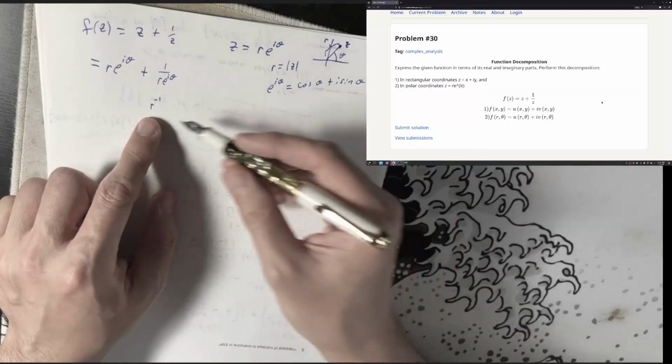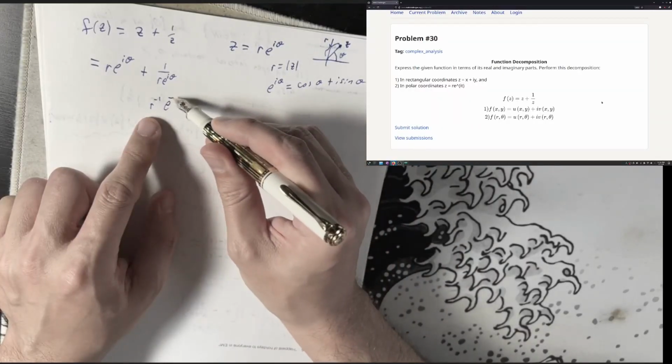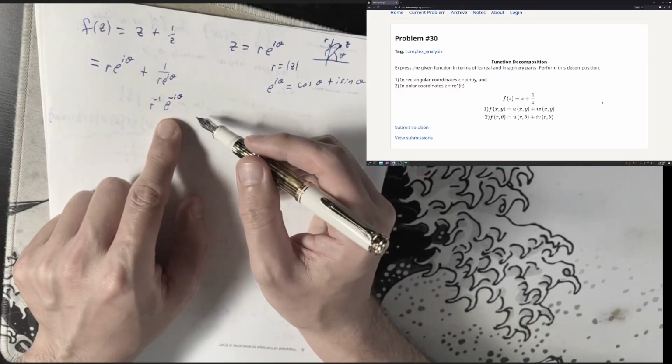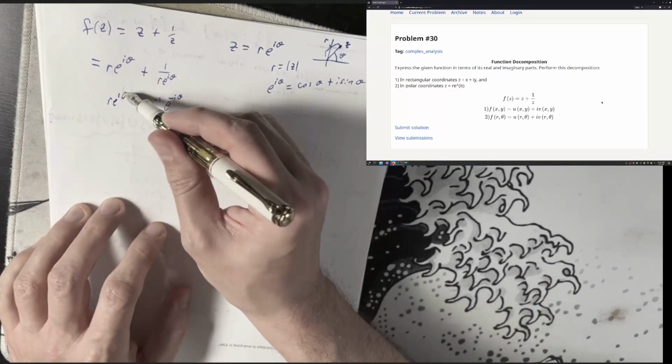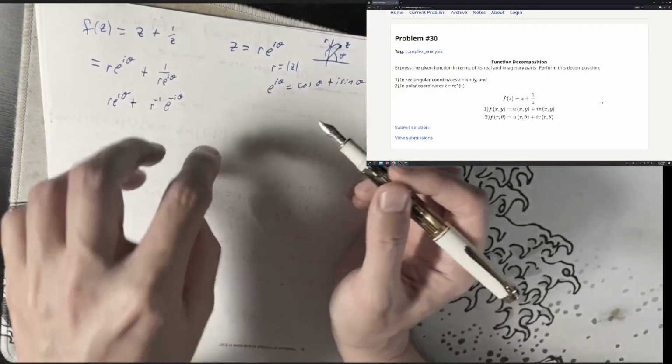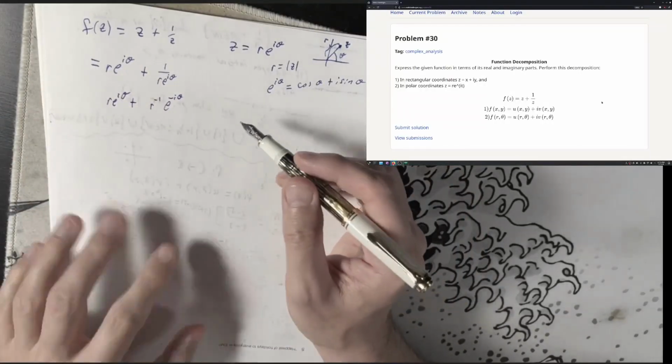Yeah, it would have to be positive. And then this part we're going to write like that. So really the angle just became negative theta. We're almost done with this. We're going to have 2 pieces here and 2 pieces here, and that's about it. That'll be our u and v.